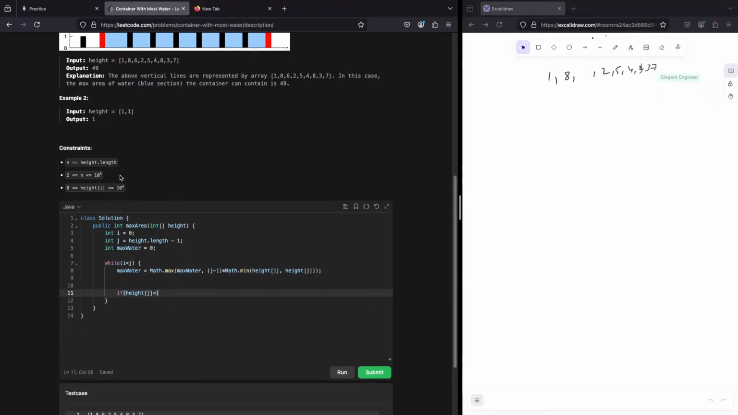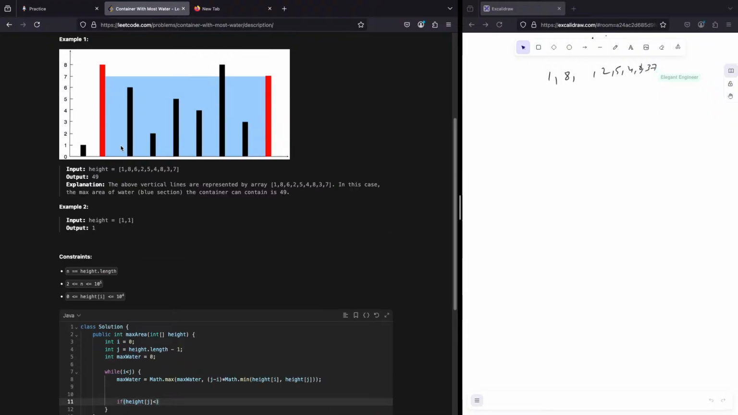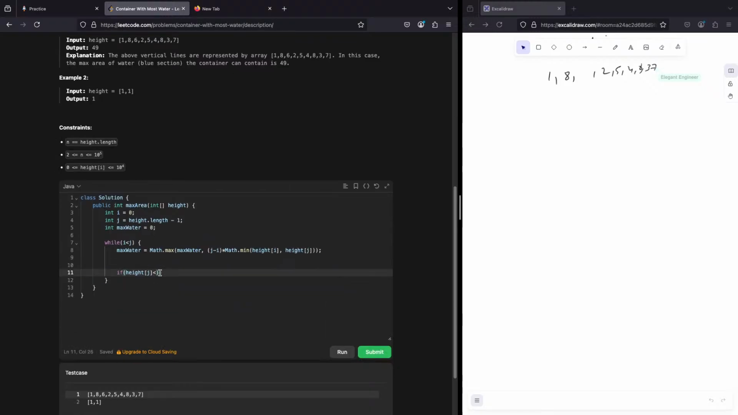So when we move from left to right, if we already have a bigger thing, it is not causing us any harm. It's the smaller thing that is messing things up. So if height of j is less than height of i, it's better to move i, otherwise it's better to move j. Return max area.